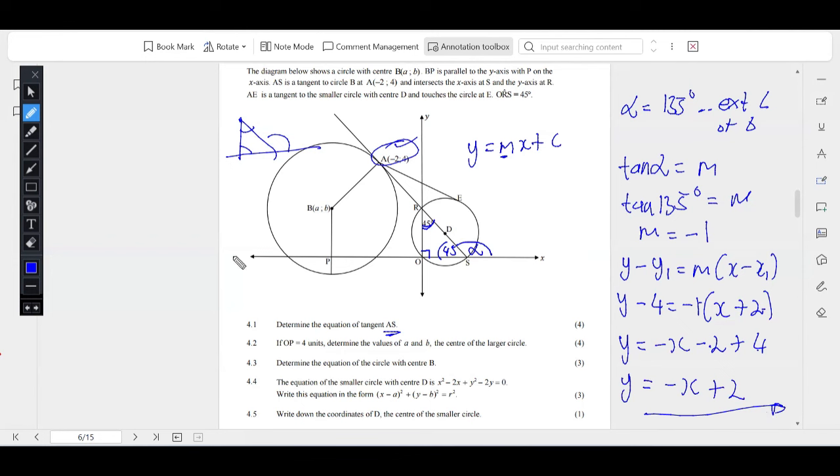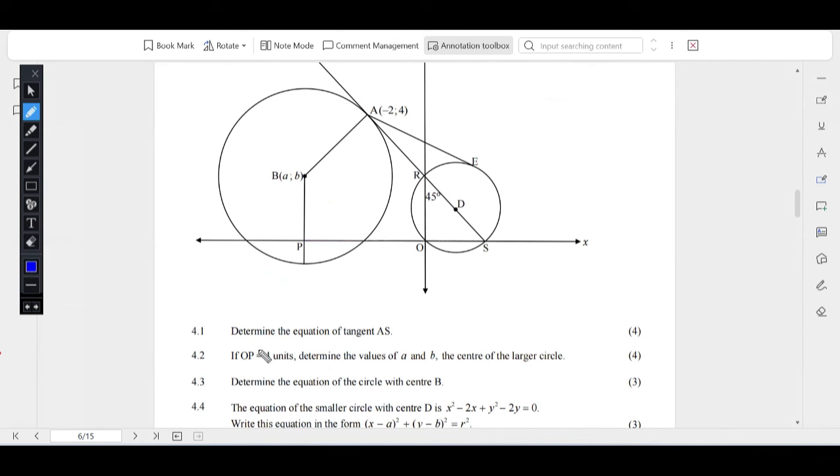Then for 4 marks, they marked having to say tan 135, then finding your gradient as negative 1, then substituting the coordinates negative 2 and 4, and then also finding your equation.